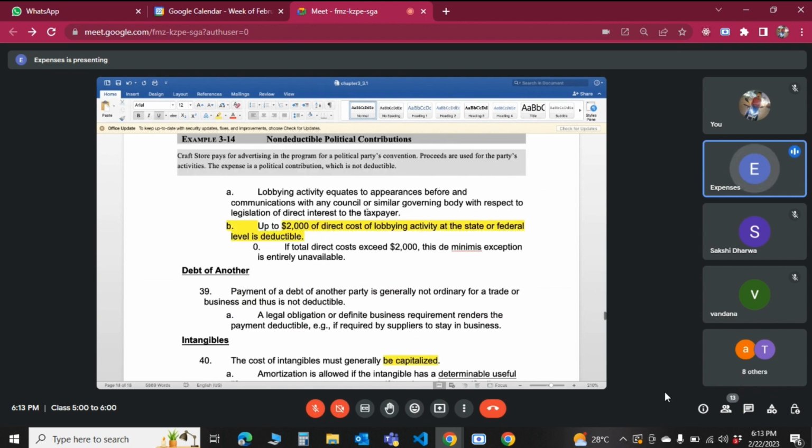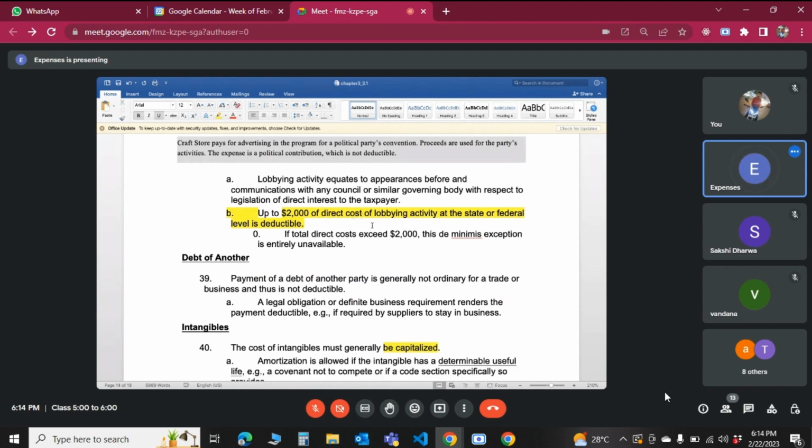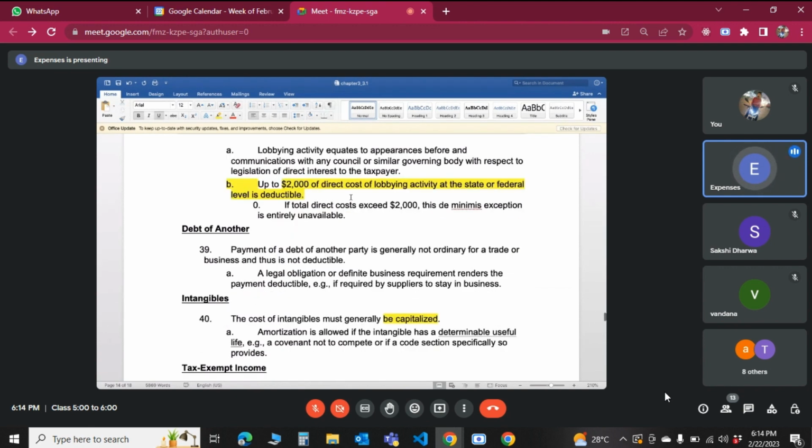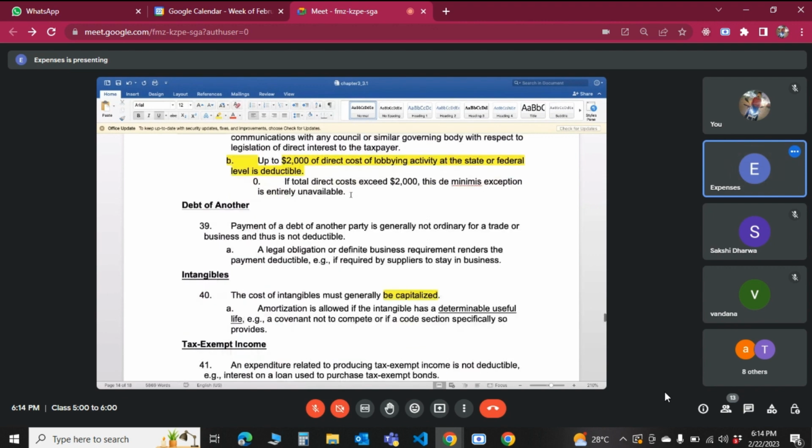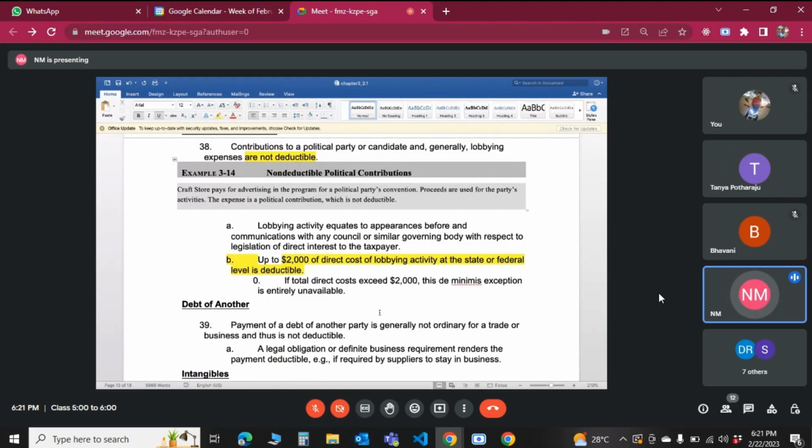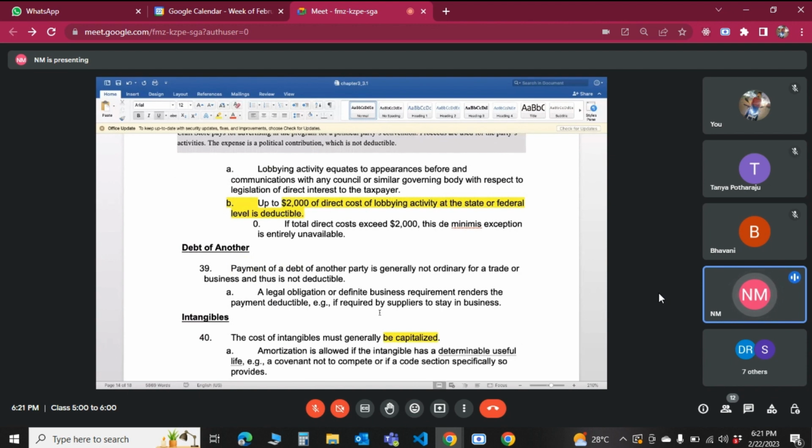Any lobbying activities, again, those are not deductible. A very small cost, they're saying $1,000 can be deductible, but usually those are all considered to be related to politics, so those are not. Payment of a debt of another party: we cannot come and say, hey, I had to pay the debt for this person because he's my friend or whatever. Debt of another, obviously we cannot take that as an expense.